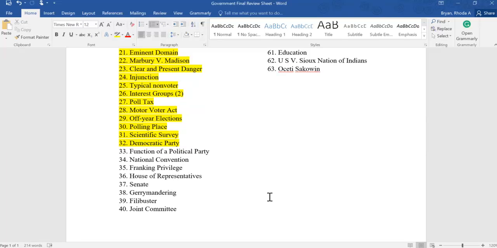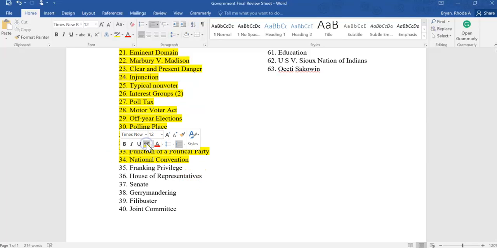Function of a political party. What is the major function of a political party? It acts as a bonding agent for the party, meaning bringing people together. It's a bonding agent for the party. And you actually will find that in the notes that I gave you, even in that layered curriculum unit.